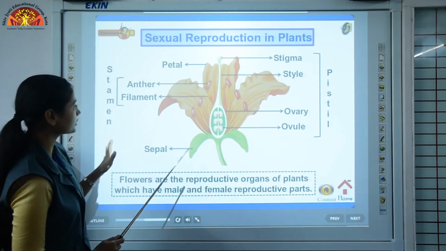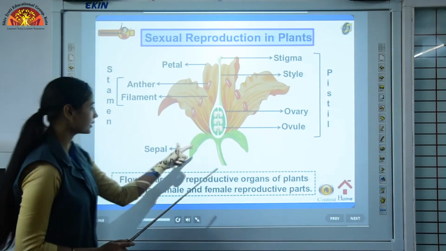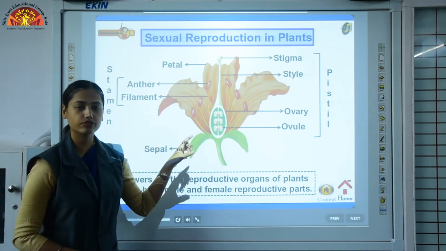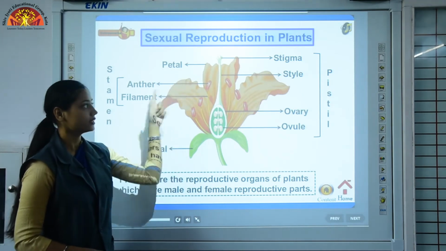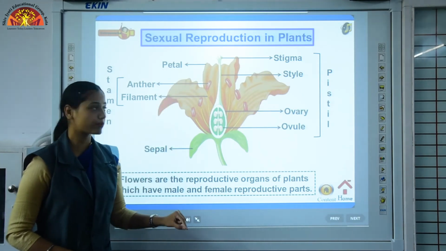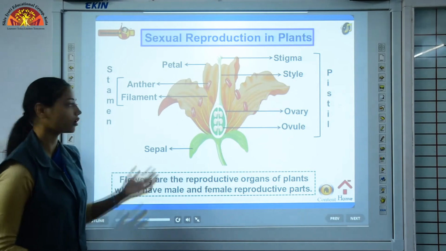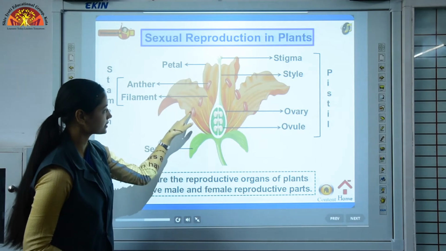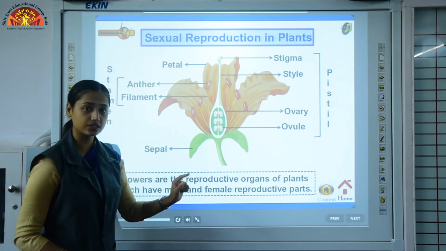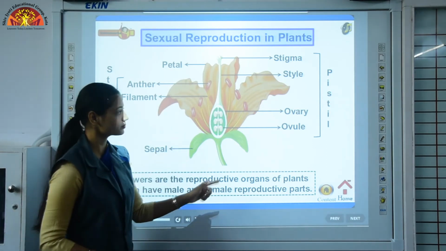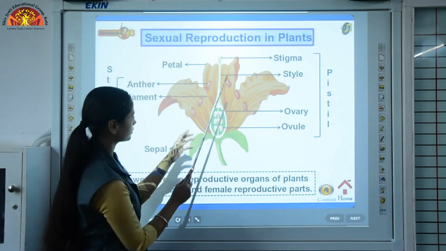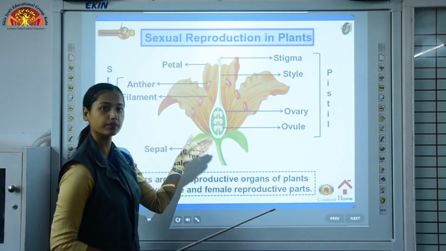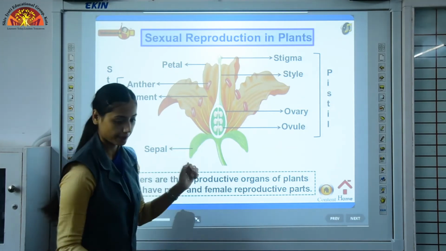Now this is the labeled diagram of a flower. The green structure is sepal. The colorful leaves which you can see are known as petals. Now the third one is the male reproductive part, which is androecium, or we call it stamen. These are stamens. And the fourth part is pistil, the female reproductive part, gynoecium. In the middle, this long green part is the female reproductive part.